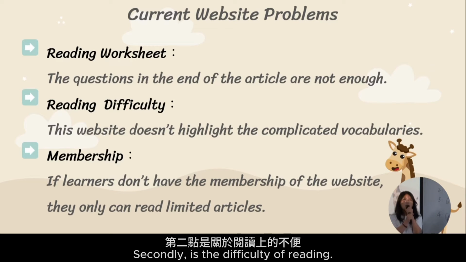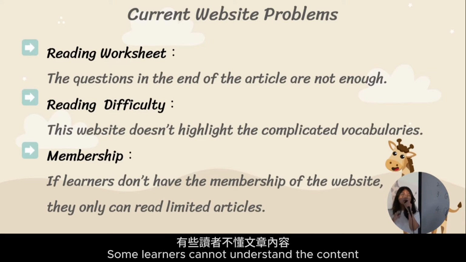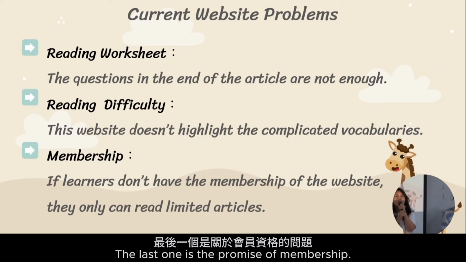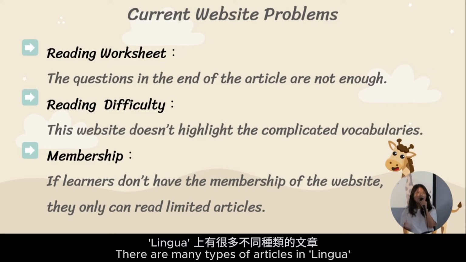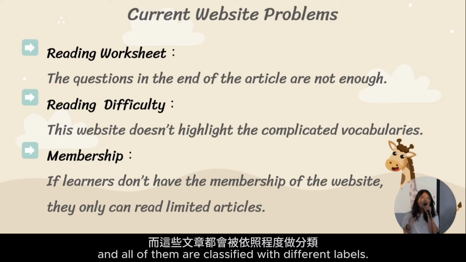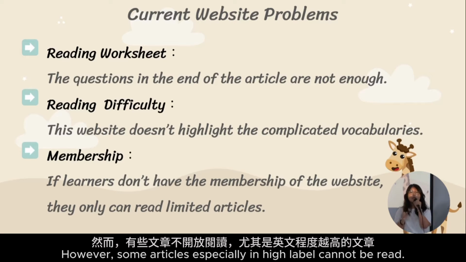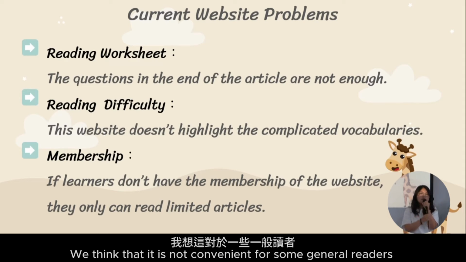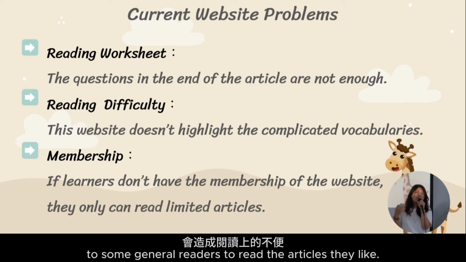Secondly, is the difficulty of reading. Some learners cannot understand the content because the website doesn't highlight any vocabularies in each article. The last one is the problem of membership. There are many types of articles in Lingua, and all of them are classified with different labels. However, some articles, especially at high level, cannot be read because the readers need to join the membership of Lingua first. We think that it is not convenient for general readers to read the articles they like.